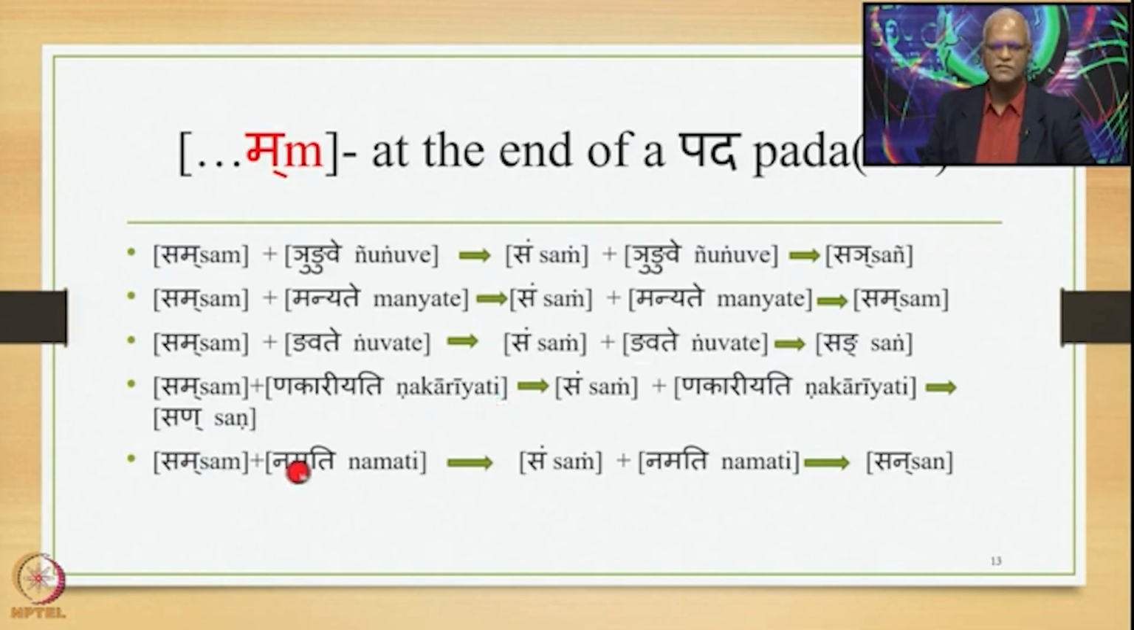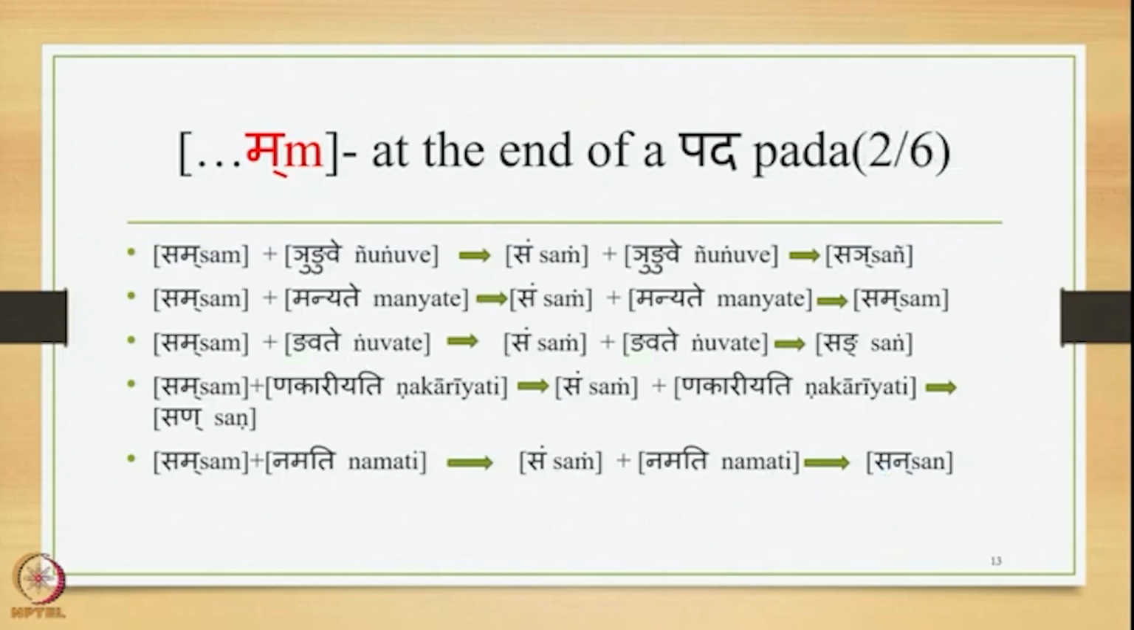Finally, we have sam plus namati. So ma is substituted by an anuswara by the application of 8323, and so we get sam namati as the output, and then by the application of 8459, this anuswara is substituted by the nasal parasavarana, which in this case is na. So we have san and namati.